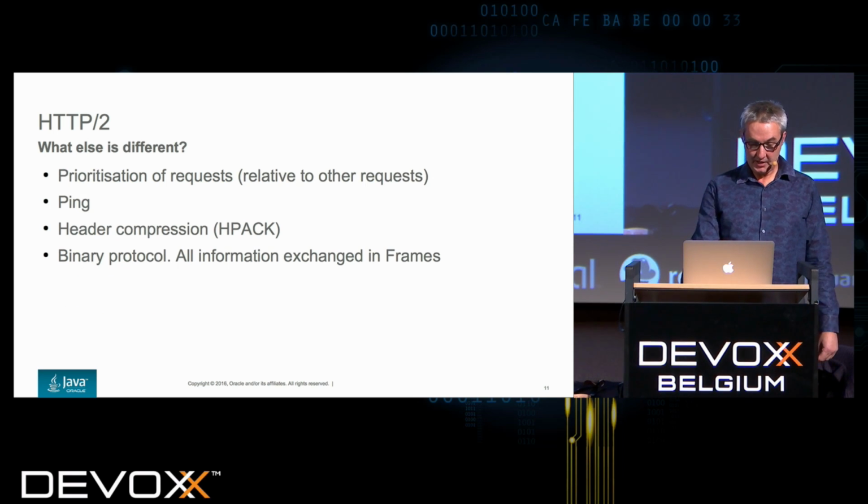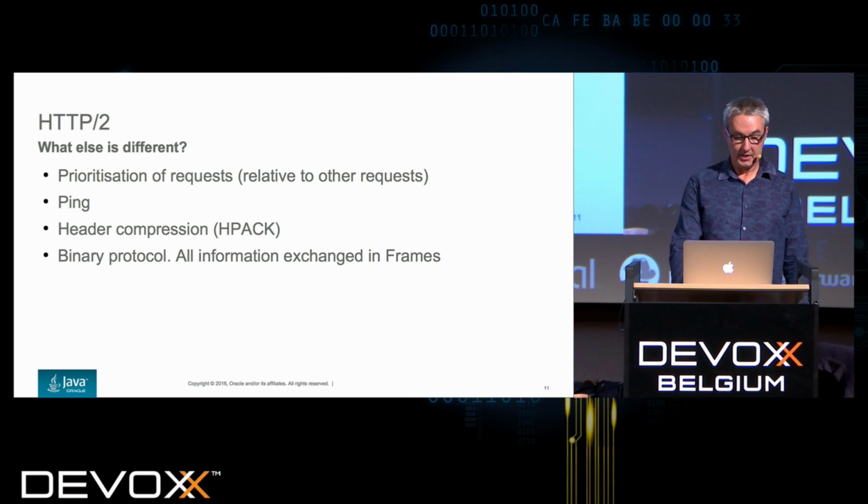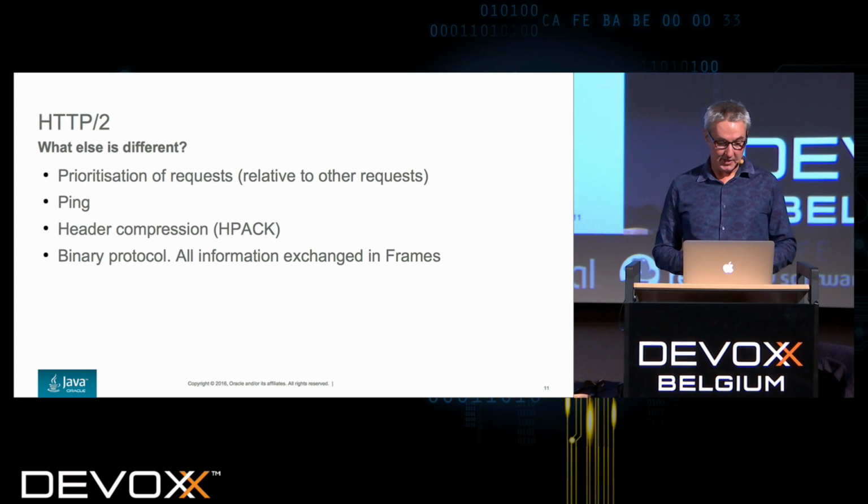What else is different? Maybe smaller features. HTTP2 allows you to prioritize requests, so they can be given a weighting relative to each other. You can express dependencies between different requests. It's quite an elaborate scheme. It remains to be seen how widely used that becomes. Then there's also a simple keep alive mechanism based on ping frames.